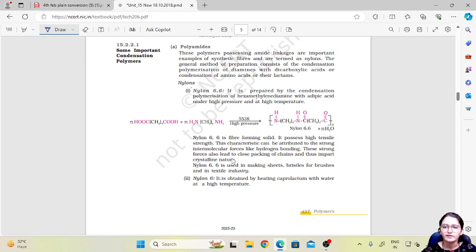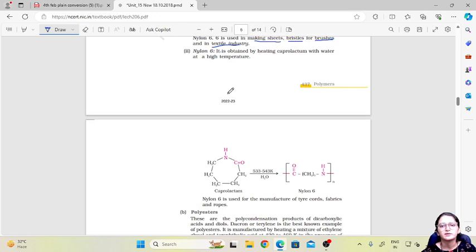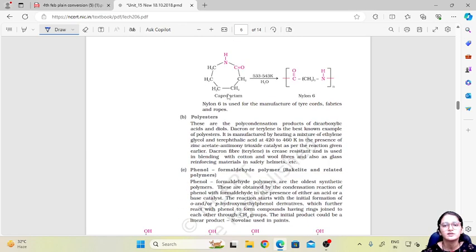Now you need to know the characteristics of nylon 6,6. It possesses high tensile strength and also strong intermolecular forces like hydrogen bonding, and it is used in making sheets, bristles for brushes and in the textile industry. So these are the uses. Then nylon 6 is obtained by heating caprolactam with water at high temperature. Now this reaction is repeated, it is asked in the exam. This is caprolactam, which is a cyclic structure, heated at 533 to 543 Kelvin temperature to give nylon 6, and it is used in manufacture of tire cords, fabrics and ropes.